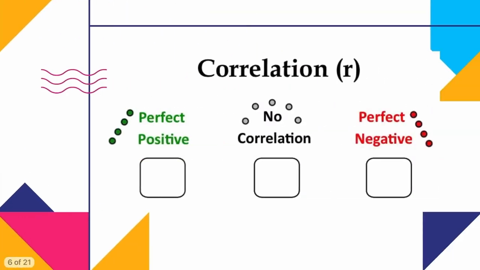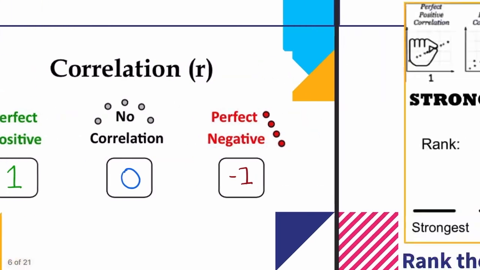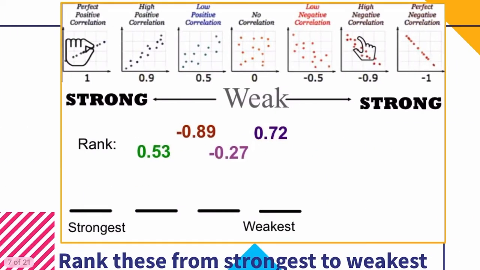So correlation, known as the letter r as a variable, has a scale here. Your perfect positive correlation would be labeled as 1. If I was to turn that into a percent, it would be 100%. What do you think a perfect negative correlation would be? -1. And if there's no correlation, that would be a 0. So it's on a scale from +1 to -1, or -1 to +1, depending on how you look at it. So let's look at this scale here.